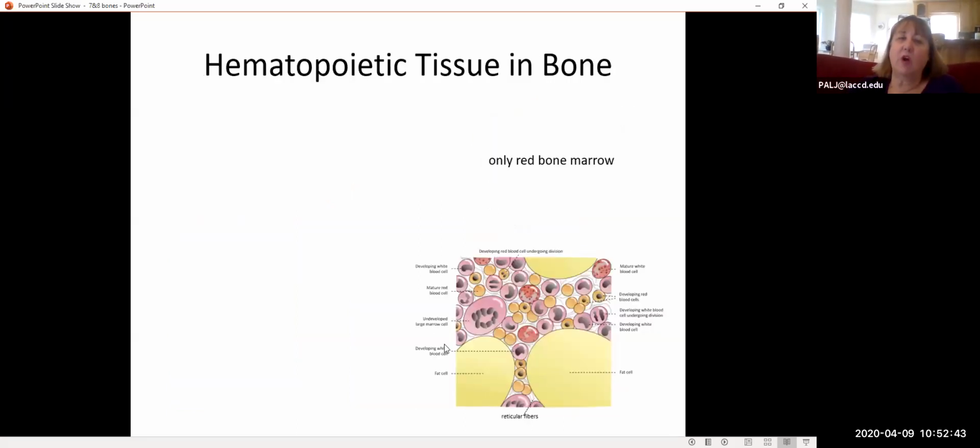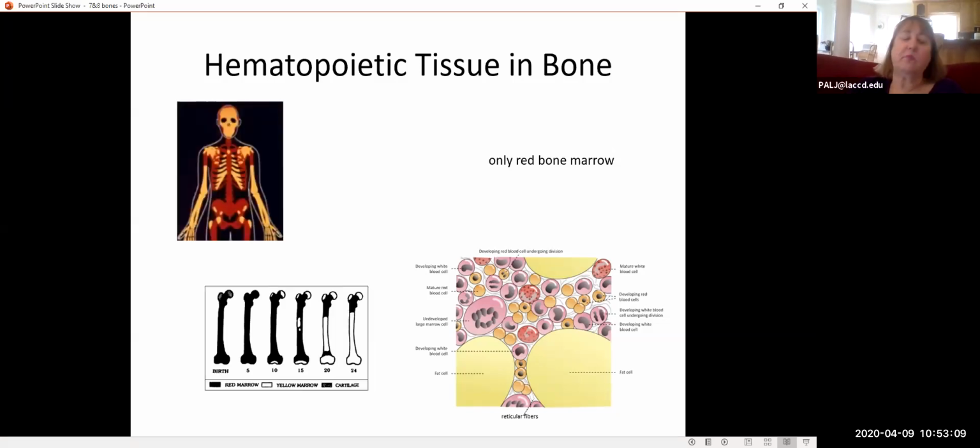Okay. So let's look a little bit closer at that hematopoiesis that occurs in bone. It is only going to occur in the red bone marrow. And so here's a cartoon drawing showing all the different types of cells, and it also shows that we have individual adipocytes. At this point, it's not important to learn the names of these various cells. You will get that in the second semester when you study the cardiovascular system.